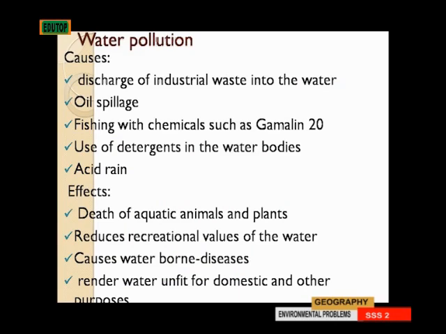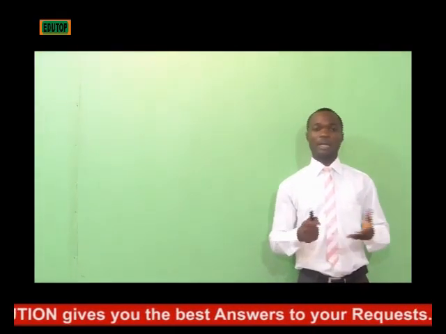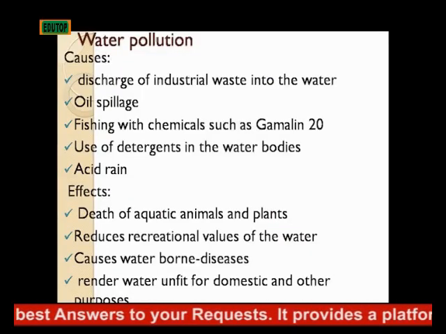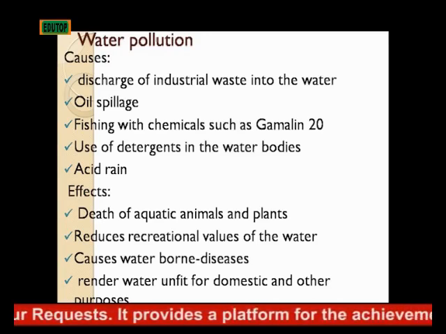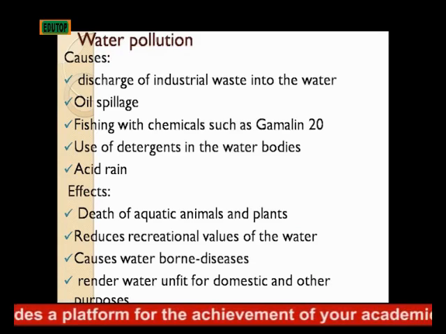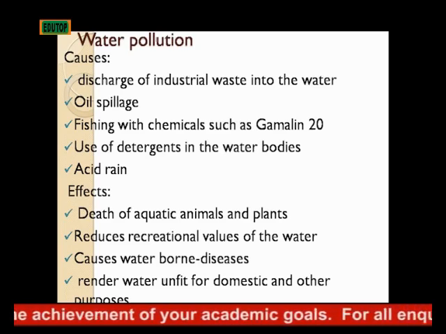Now let us talk about water pollution. Water pollution also has to do with the release of some substances like chemicals and waste into water in large quantities that are harmful to man, animals, and plants. And this could be caused by the discharge of industrial waste into the water, by oil spillage, fishing with chemicals such as gamalin-20, and the use of detergents in water bodies. Acid rain can also cause water pollution.